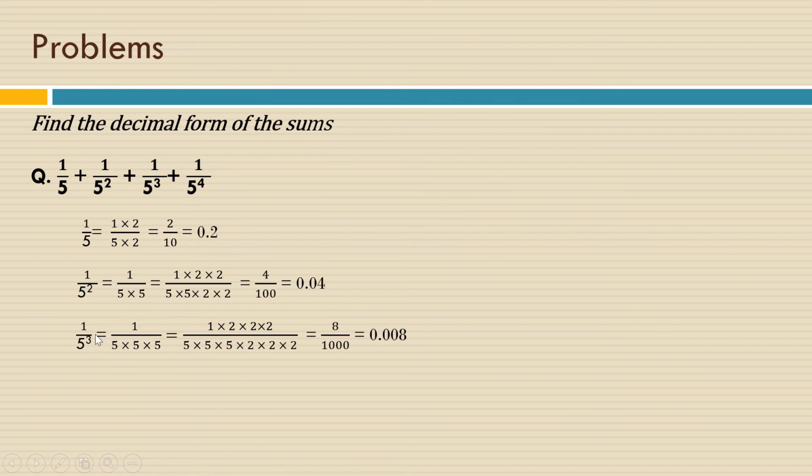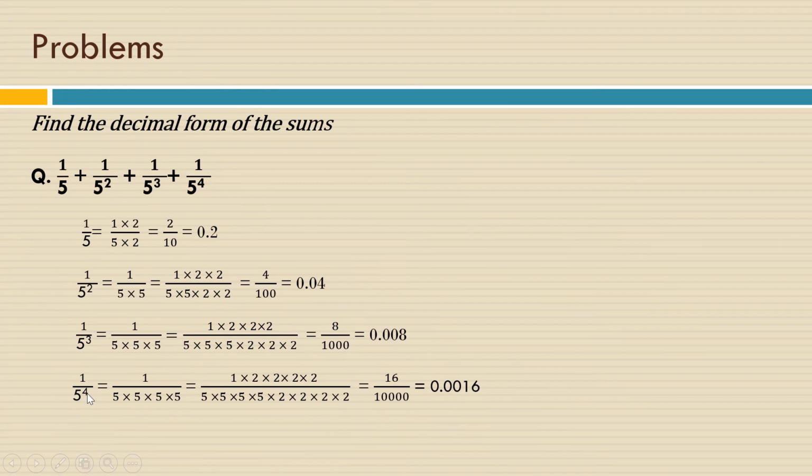Next is 1 by 5 raised to 3. Here the denominator has 3 5's. Then we want 3 2's to make the denominator a power of 10. Multiply the numerator and the denominator by 2 into 2 into 2. We get 8 by 1000 equal to 0.008.